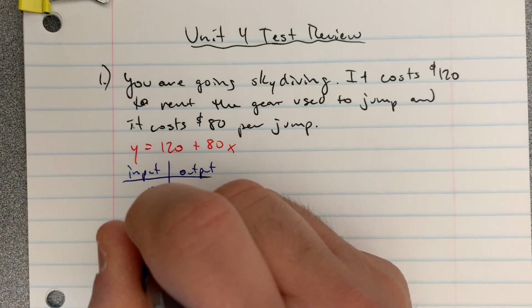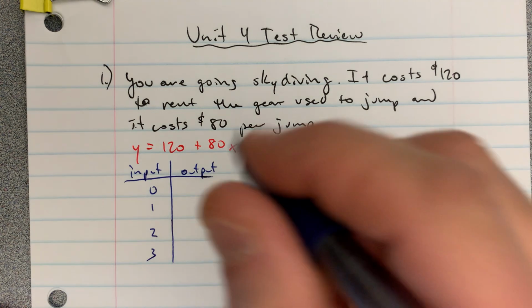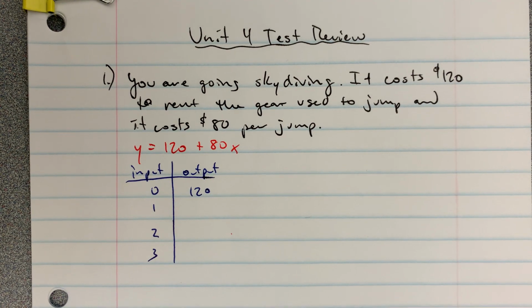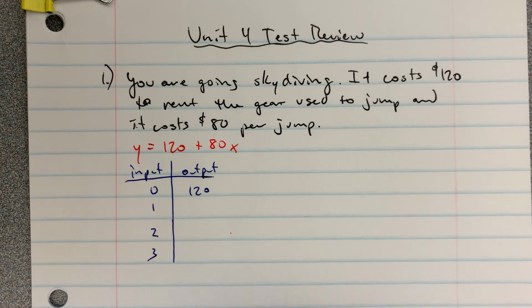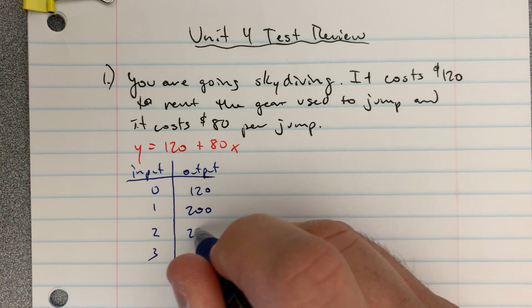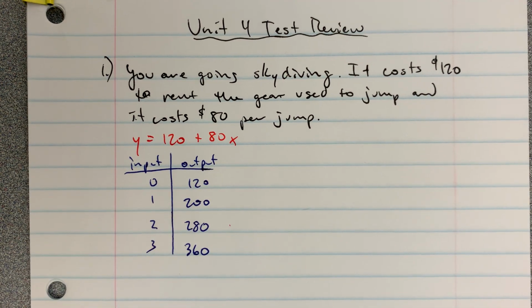Let's go 0, 1, 2, 3 jumps. If I plug in 0 for x, I get 120. So I just run this off on an even jump. I got scared, but they're going to charge me because I wasted their day. 1 jump, $200. 2 jumps, 280. 3 jumps, 360, and so on and so forth.